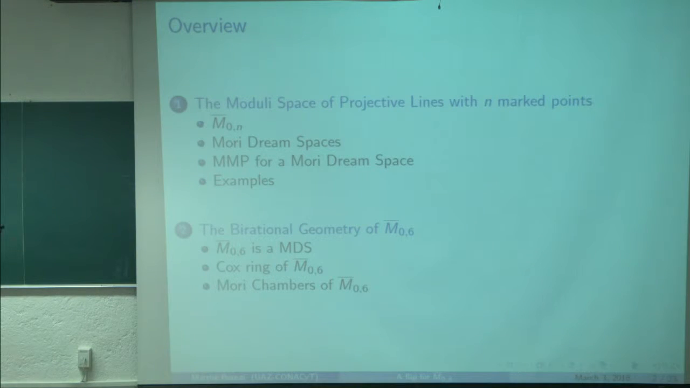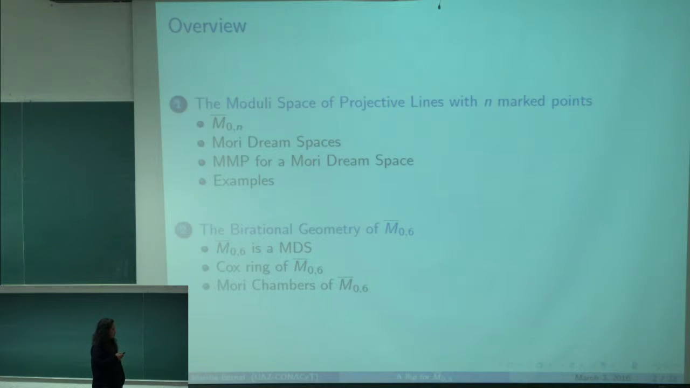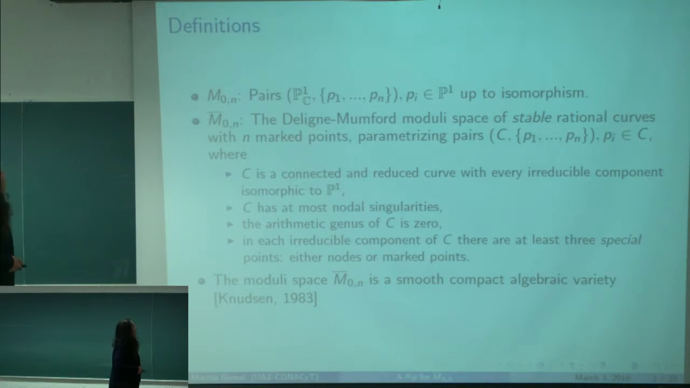We are going to start with some generalities on M0,n bar, on moduli spaces, on how the minimal model program looks for a moduli space, some examples, and then we are going to focus on the rational geometry of M0,6 bar. So let me remind you that M0,n, the open moduli space, are those systems of P1s, rational curves, with n marked points up to isomorphism.